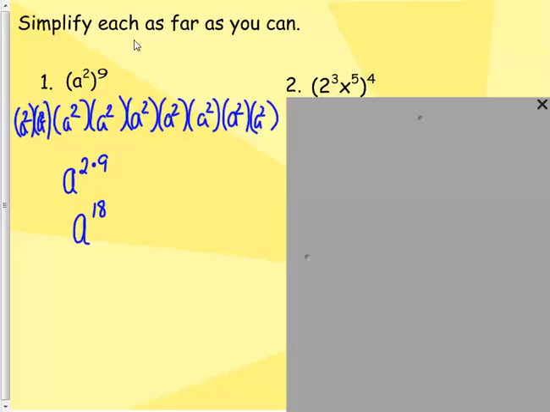If I have one like number 2, the 4 gets distributed to both pieces. So go ahead and try that one on your own by pausing the video.